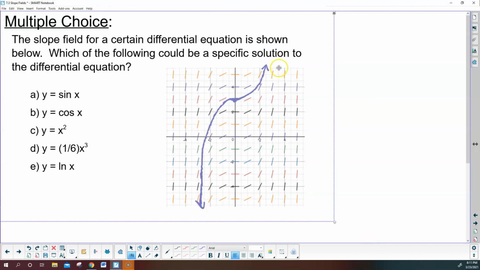Well, what function does this look like? To me, this looks like some type of x to the third value, right? It's not sine, it's not cosine, it's not a parabola, it's not natural log, so the only possible option is 1/6 x to the third.